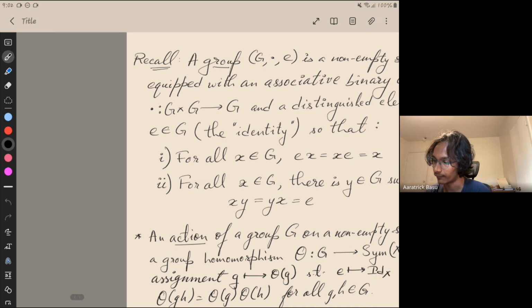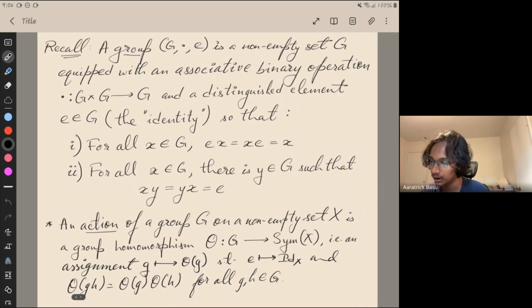So let's briefly recall the definitions. What's a group? A group is a non-empty set G equipped with an associative binary operation dot, which we often omit and just write by concatenating the two symbols, and a distinguished element E inside of the group called the identity, so that for all x in G, EX equals XE equals X, and for all x in G, there is some Y such that XY equals YX equals E. Here, of course, when I'm writing EX, I mean E dot X, and XE, I mean X dot E, and so on.